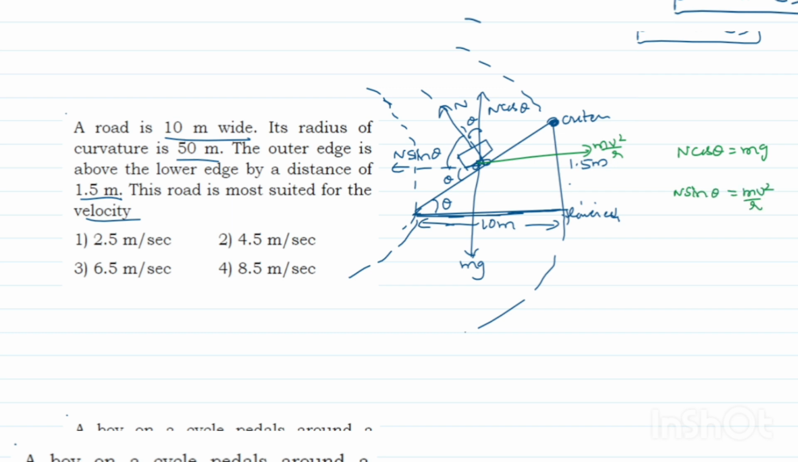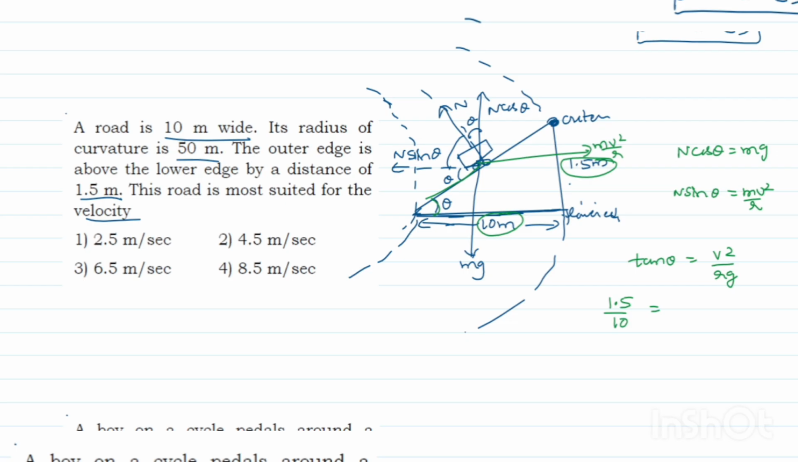Then when simplifying, I get tan theta equal to v square by r g. So from this triangle, tan theta is the opposite side over the adjacent side, so you can take 1.5 by 10, which will be equal to v square by r g.